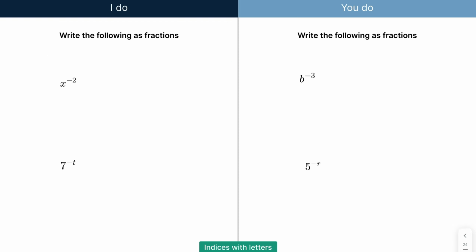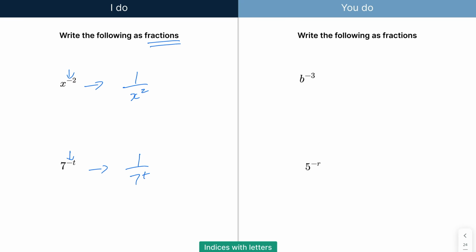Moving on. So here we've been asked to write these as fractions. So this would be, remember, the negative just means 1 over. So that's the negative part done. And then you just imagine the negative's not there, right? You just copy everything else down. That's it. Okay. And again here, the negative just means 1 over, and I just copy everything else down. So that's 7 to the power of t.